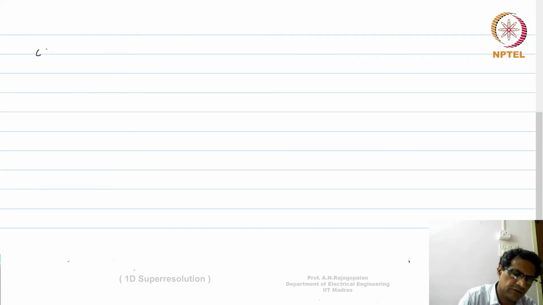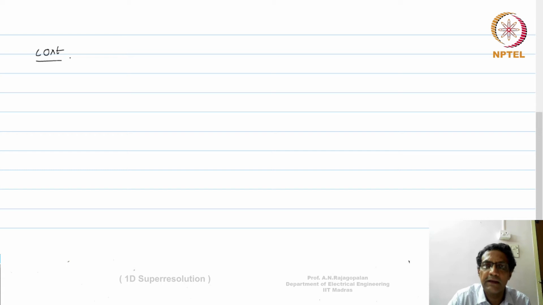Cost is one thing, but cost is not the only thing. Why would you want to do super resolution? One reason is you want to buy a cheap camera and do super resolution. The other is noise, especially photon noise.